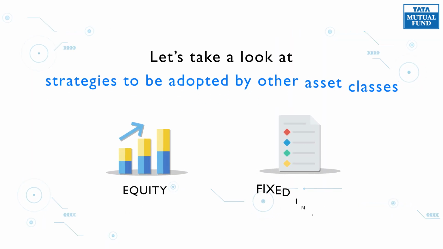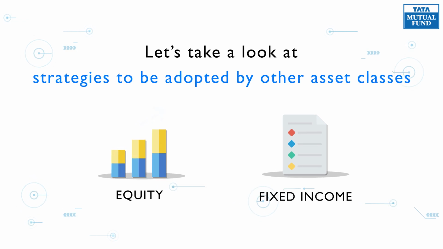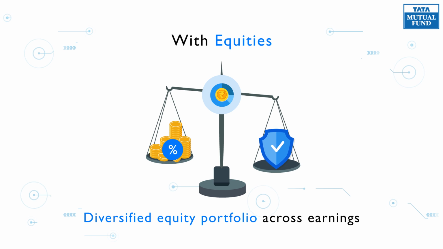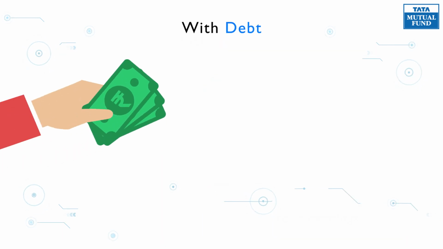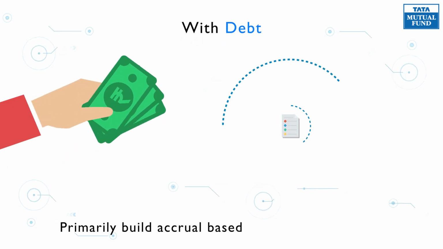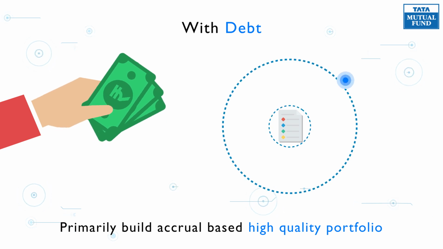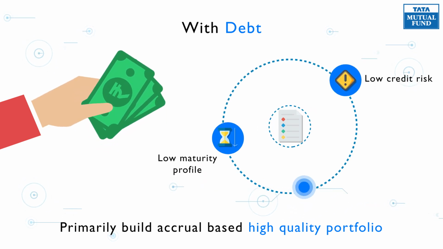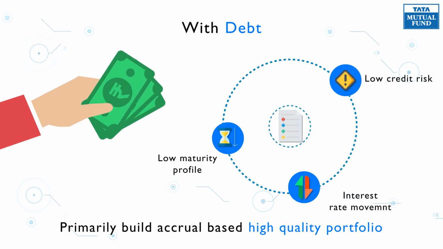Let's take a look at strategies adopted by other asset classes. With equities, the fund aims to create a diversified equity portfolio across earnings to optimize risk-return trade-off. And with debt, it seeks to primarily build an accrual-based high-quality portfolio that intends to maintain low credit risk and maturity profile while taking opportunistic stands to interest rate movements.